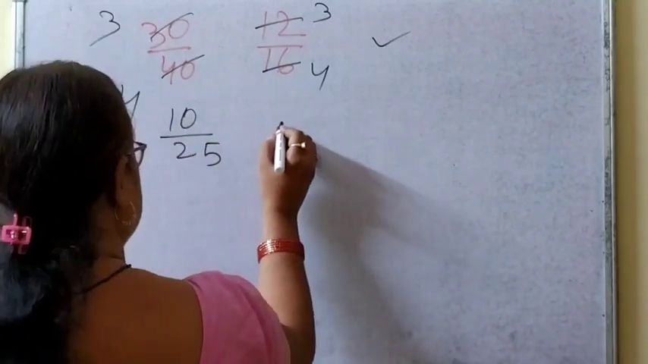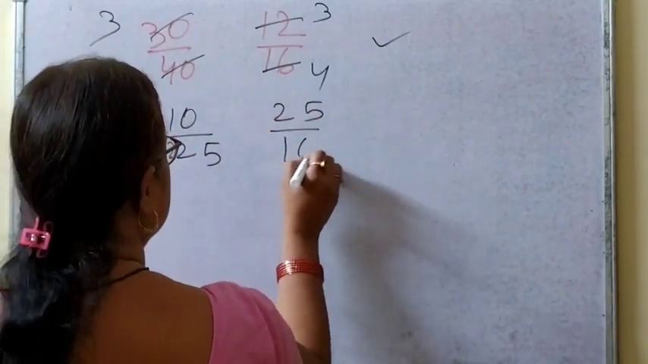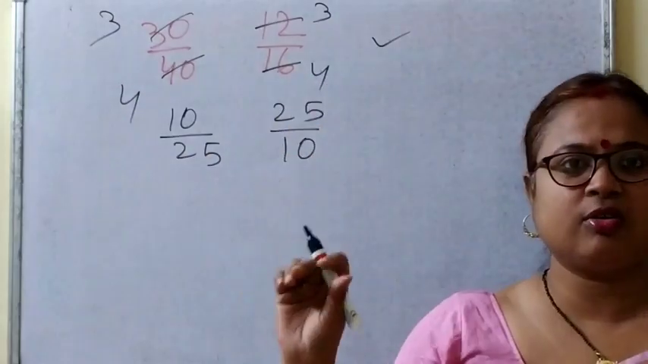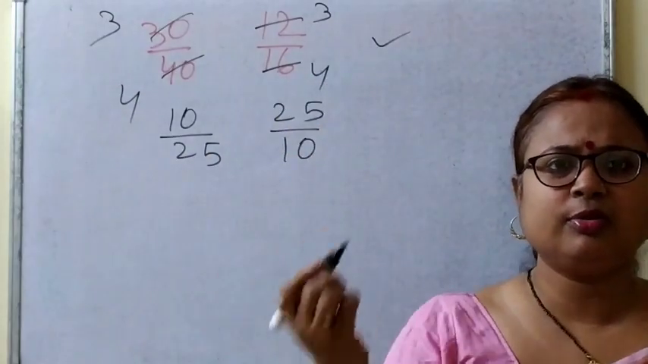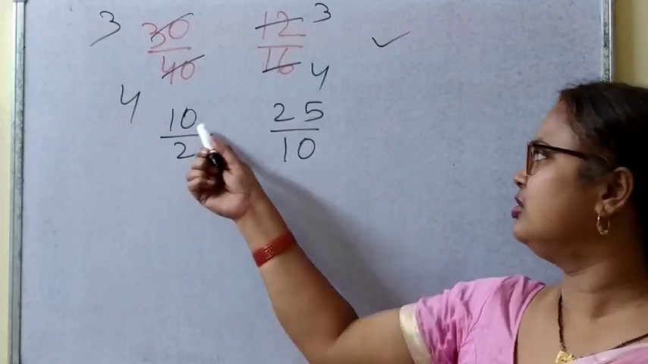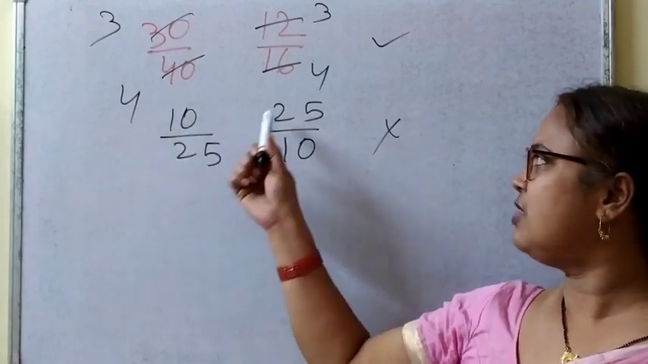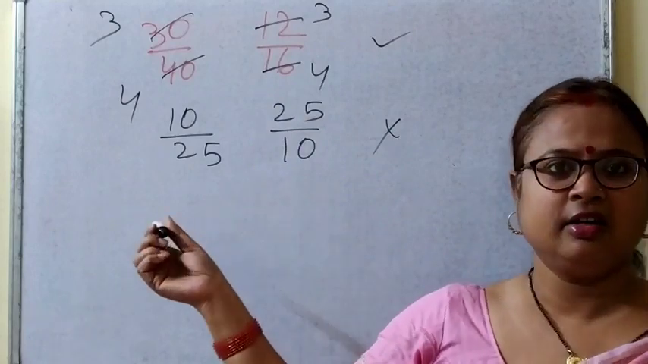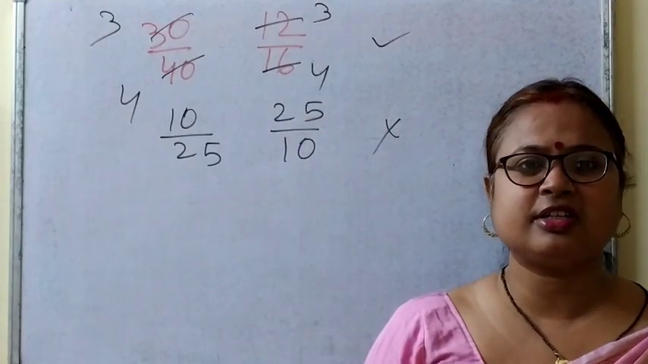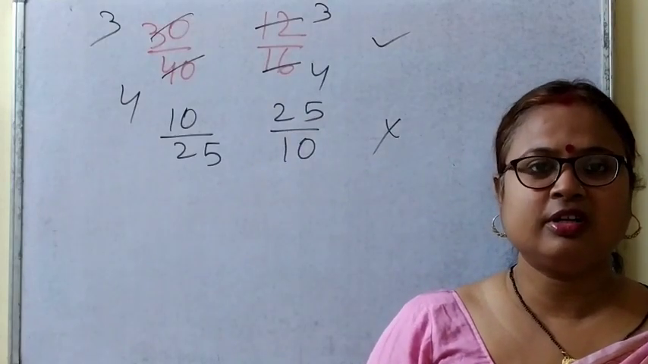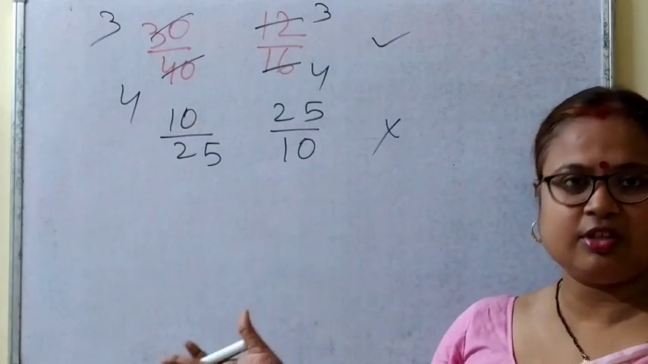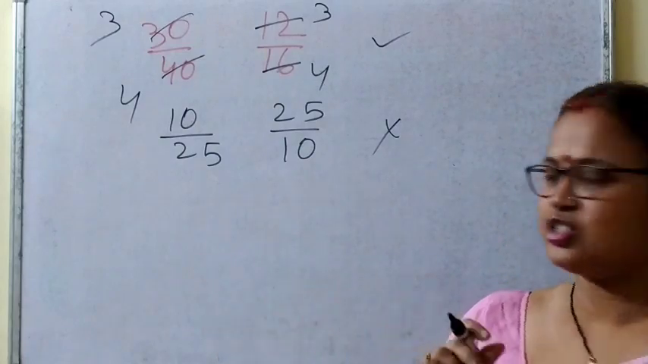25 and 25 by 10. Are they equivalent fractions or not? It's very clear. Without cancelling, you can say no, they are not equivalent fractions. Why? Because this is 10 by 25 and this is 25 by 10. Denominators, numerators, everything is not same. And when you solve it, you will not get the same fraction also.